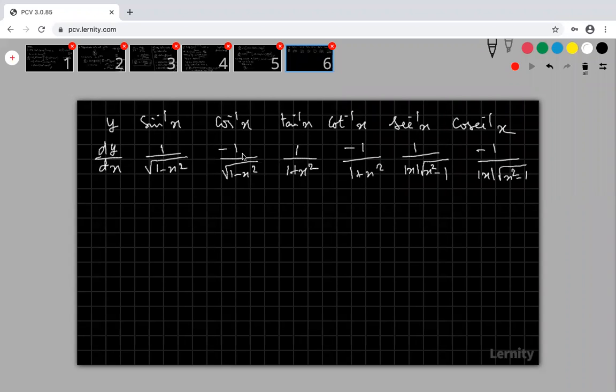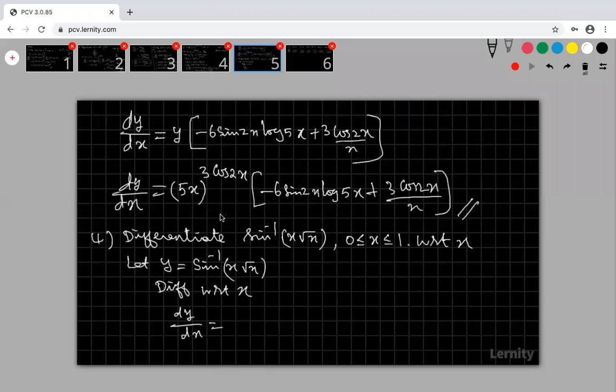Okay, right? So these are the inverse trigonometric derivative formulas that are given in your book also. The same table is given in your book also. Please go through the formulas and try to memorize all of them. Okay, they are very important. So now come to that.